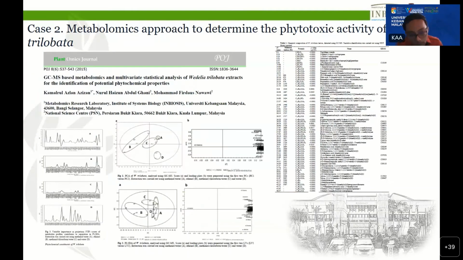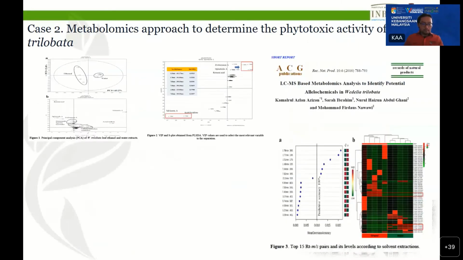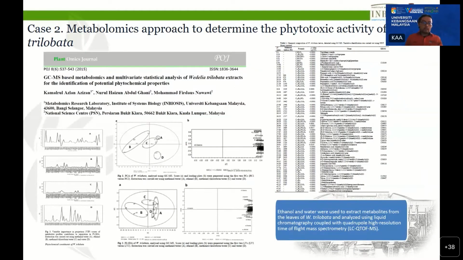activity. Initially, we started with getting the right solvents to capture the right metabolites, in this case the metabolites that contribute to the phytotoxic activity of this plant. In this study, we used ethanol and water to extract these metabolites. Of course, we also employed different solvents, biphasic solvents, and using metabolomics and multivariate analysis, we compared which solvent yielded the best metabolites with strong phytotoxicity activity. From here, we found that the ethanol extract gave the most significant phytotoxicity compared to other solvents.